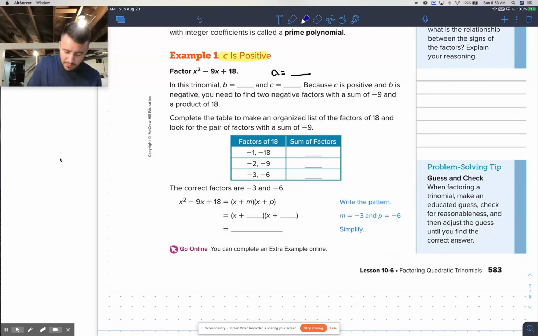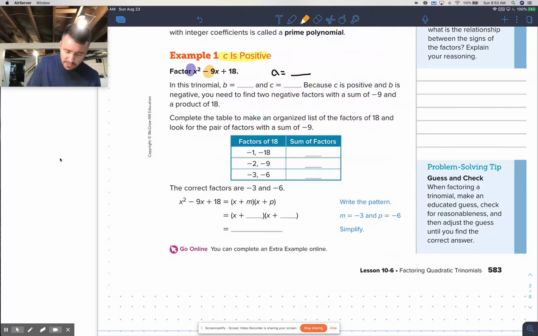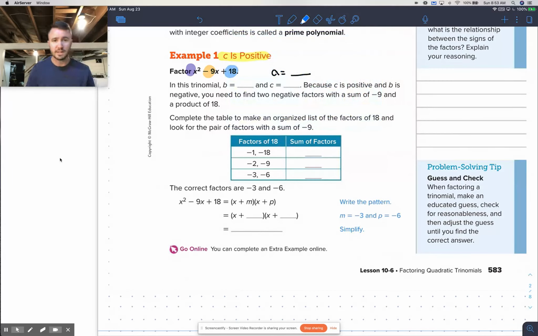So in this case, remember back to what we talked about at the beginning: a is the number before the x squared, b is the number before the x, and c is the number kind of all by itself without a variable. So you should be able to say, well, a is not 0. Remember, there's a number there. It's 1. B is -9. And C is 18. And then they explain the process.